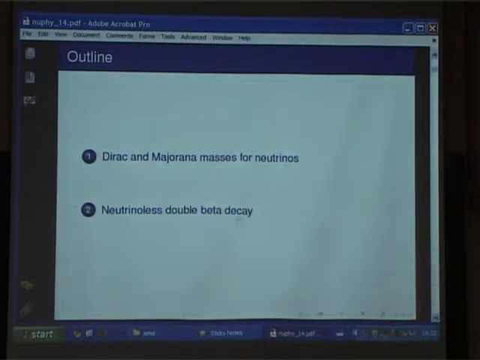The double beta decay which is neutrino-less happens to be an experimental signal by which you can check if indeed neutrinos have the Majorana mass. Otherwise, of course, nothing prevents it from just having a Dirac mass. So this will be an experimental test to check whether neutrinos have Majorana mass. Before we go there, we try to see what the Dirac and Majorana masses are.